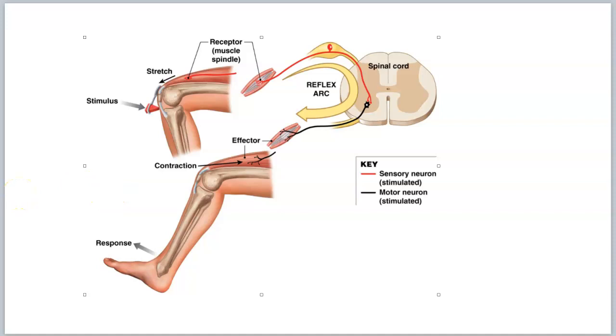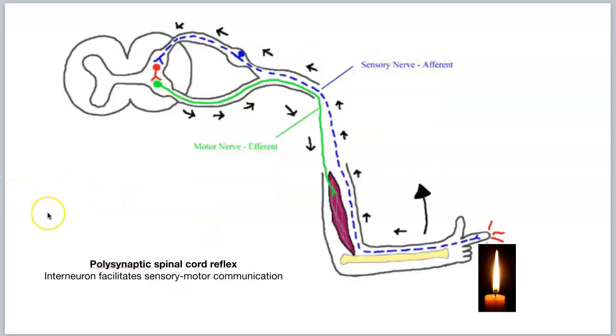Monosynaptic spinal cord reflex. Now here's one that has been drawn because I couldn't find one that was easy enough to understand. So let's see if you can figure this one out. This is a polysynaptic spinal cord reflex. There's going to be two synapses. There's going to be an interneuron that facilitates the sensory and the motor communication.